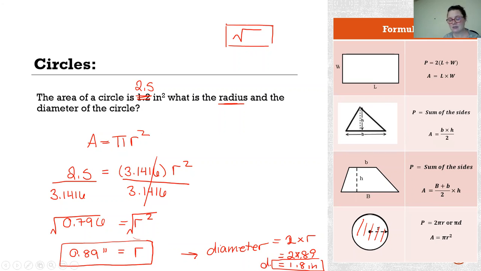Okay, so not overly complicated. You'll have a few practice questions to do that get you just thinking about a few of those things.